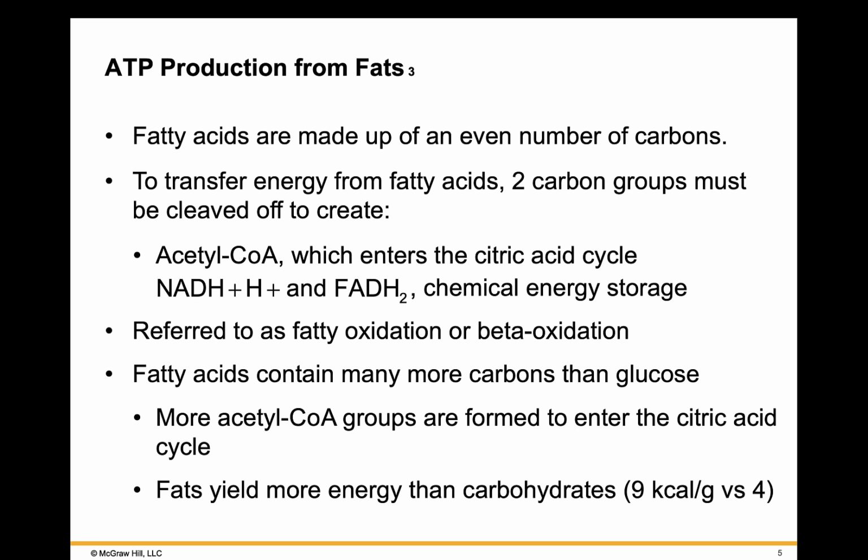And remember, fatty acids contain many more carbons than glucose. So there will be more acetyl-CoA groups formed to eventually enter the citric acid cycle. And this is why fat yields so much more energy than carbohydrates. Once again, 9 kcals versus 4 kcals per gram.